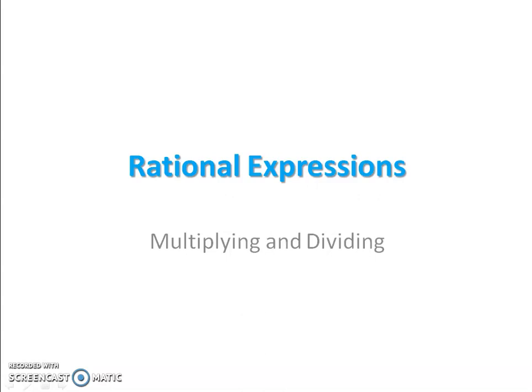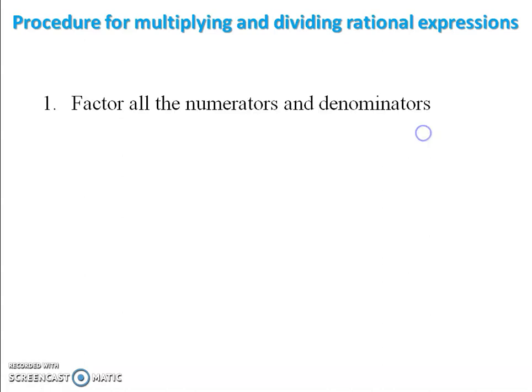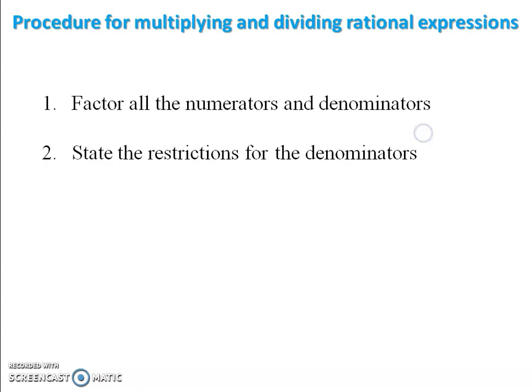This is a video lesson on how to multiply and divide rational expressions. So here's the procedure. Working with rational expressions always has the step of factoring. And we factor denominators to be able to find the restricted values, which is step number 2. And we factor the numerators to see if there's anything that we can cancel.